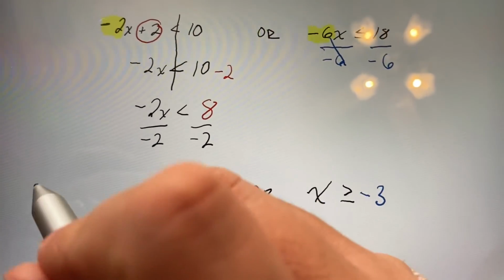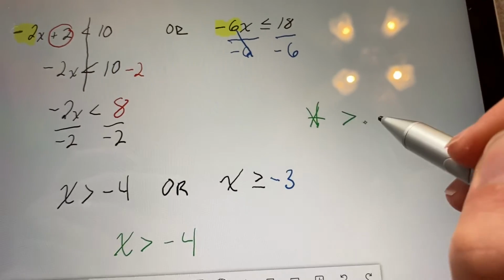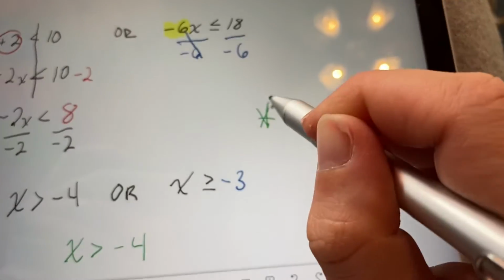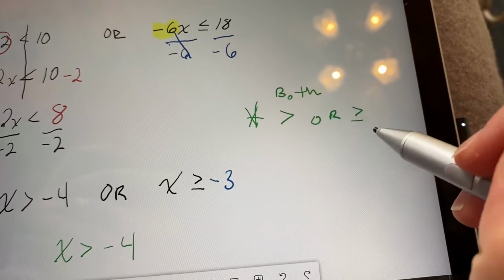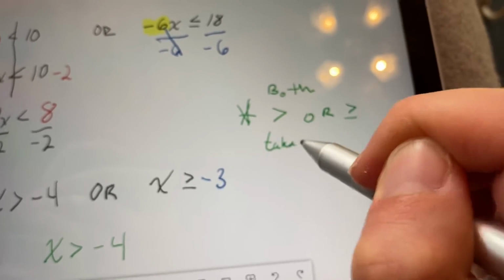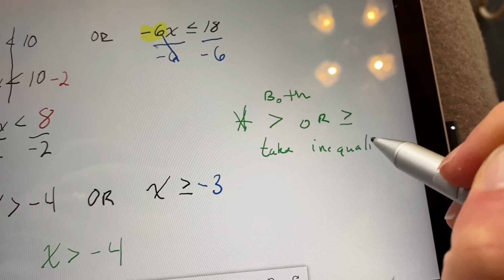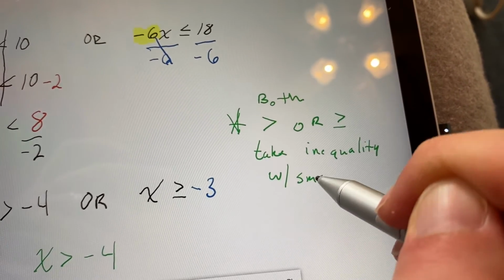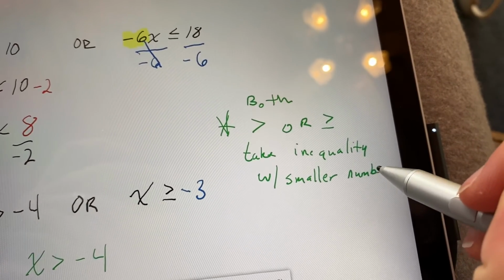So over here, let me just put that. So for greater than, oops, I should have said both. Greater than or equal to, you take the inequality with the smaller number. Okay.